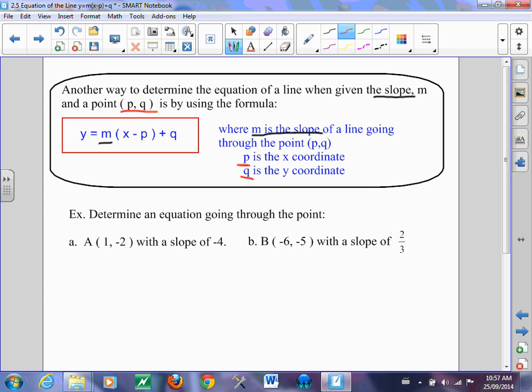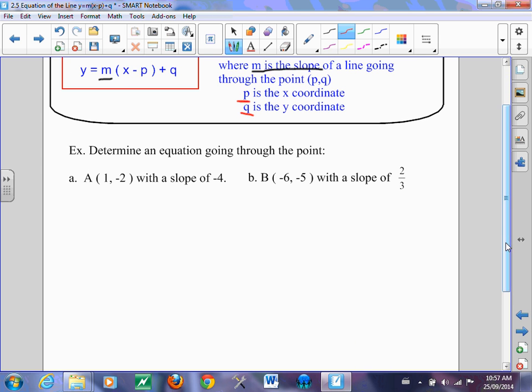And we're going to be using this in next class as well. So we're going to expand on this even further. All right. Here's our example. Determine the equation going through the point A, -1, -2 with slope of -4. So let's start off easy, folks, and step one, we'll sub in the slope.